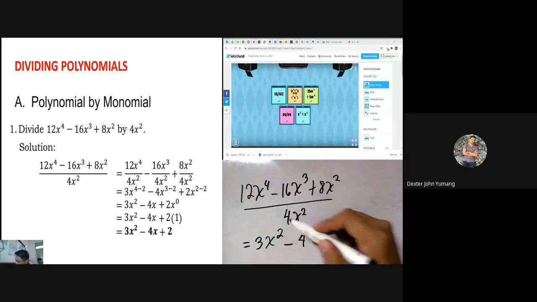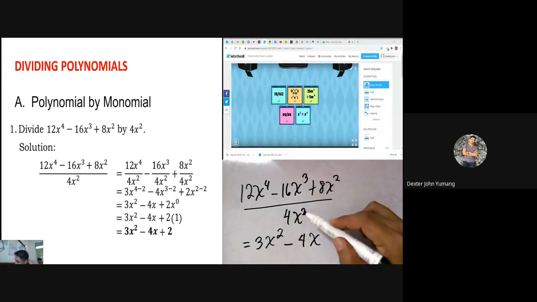16 divided by 4 is 4. Next, x and x. Our base here is x. Then 3 minus 2, that is invisible 1. So, pwede nang burahin kasi nga invisible 1 siya. Next, 8 divided by 4, that is 2. X squared, x squared. So, the variable is x or the base is x. 2 minus 2, that is 0. Kapag 0 po ang case, hindi na po natin yan isusulat. Kasi nga po, 0 naman siya. So, ang nilalagay na natin, 2 for our answer. So, the answer here is 3x squared minus 4x plus 2.